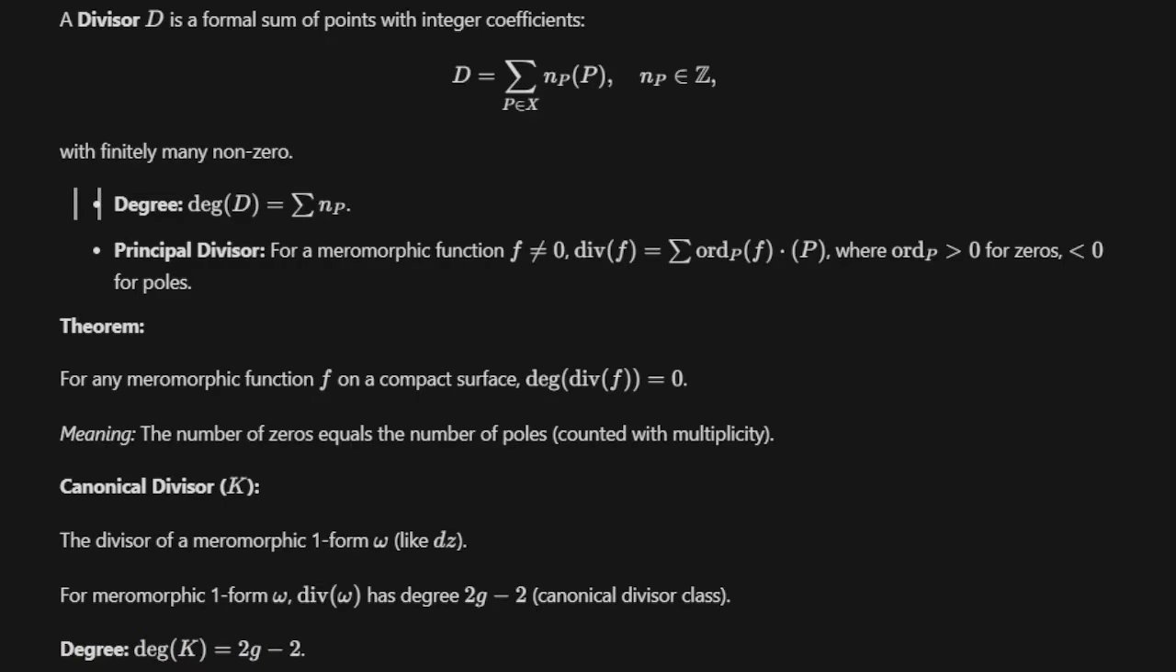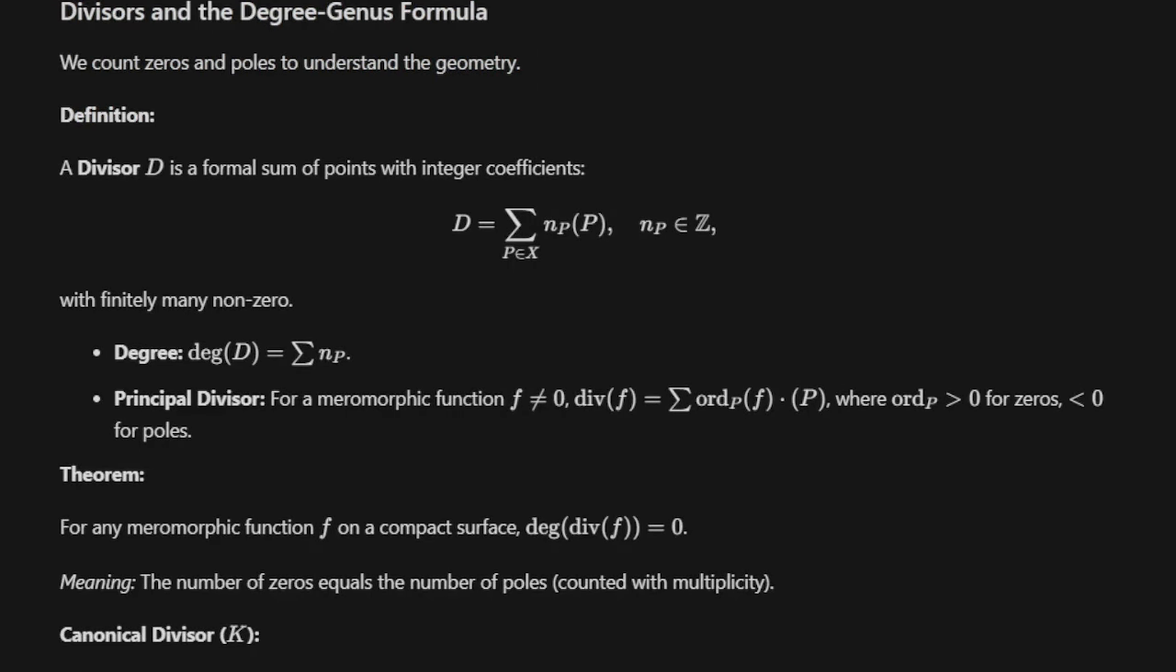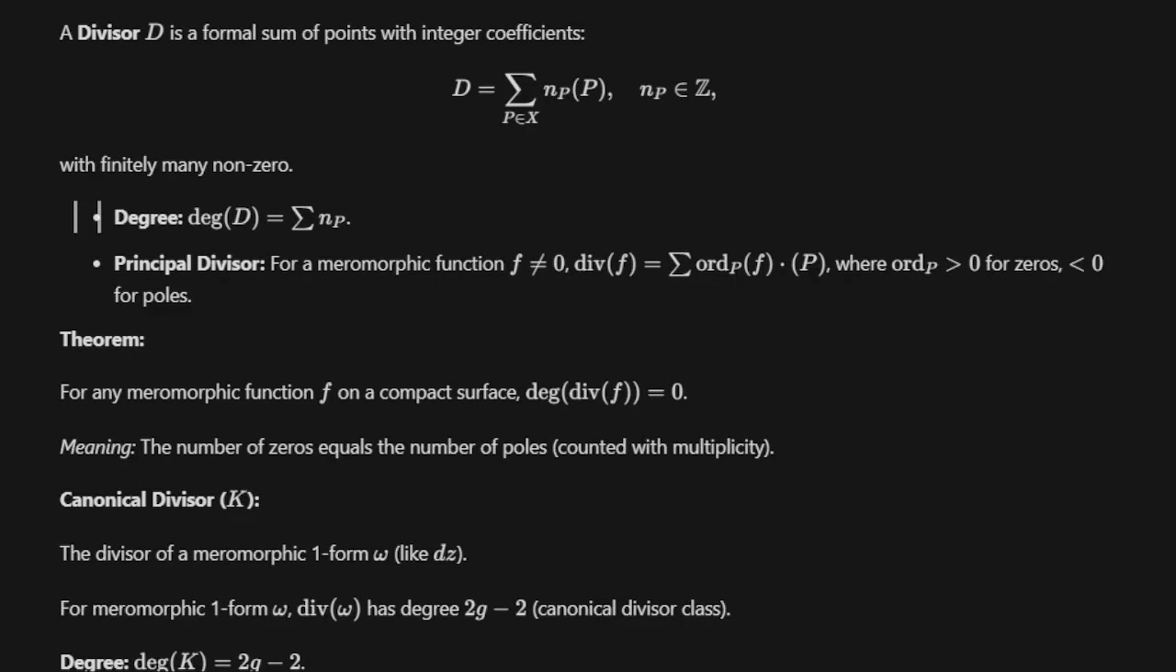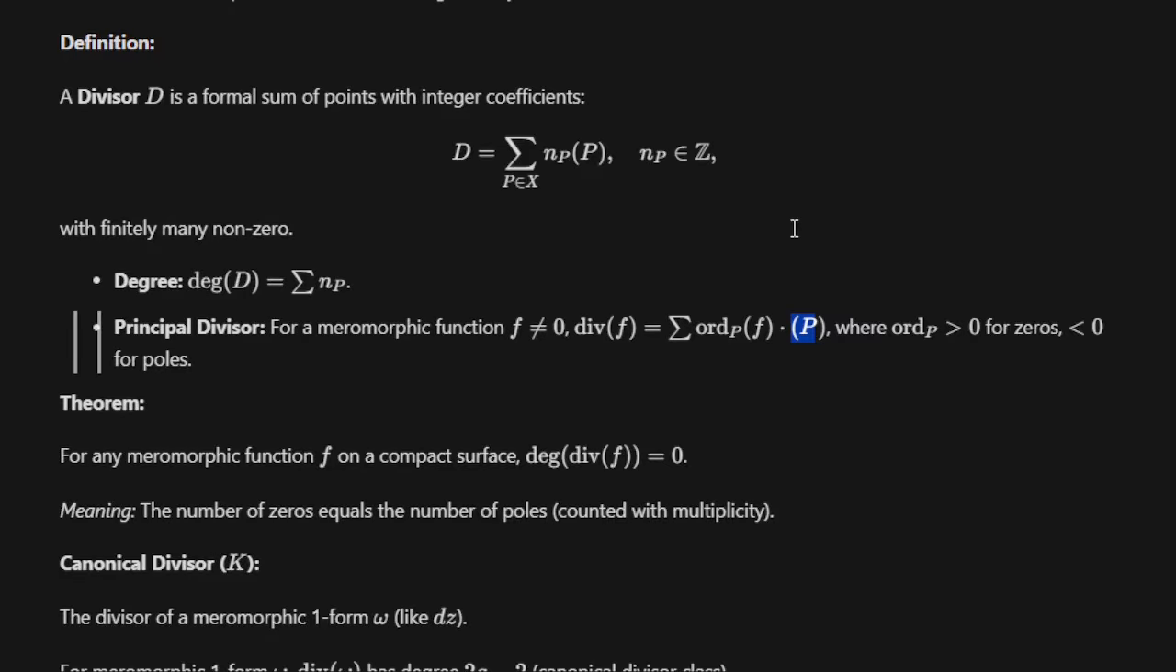And essentially those points are the poles, to count the zeros and poles. Again, that would be the definition of the degree. The principal divisor, for a meromorphic function where the function is not equal to 0, is the divisor of f, where the order with respect to p at a point is greater than 0 for zeros and less than 0 for poles. And so this allows us to describe the map and dot that with the points themselves.